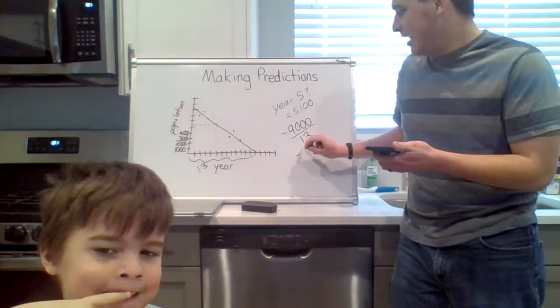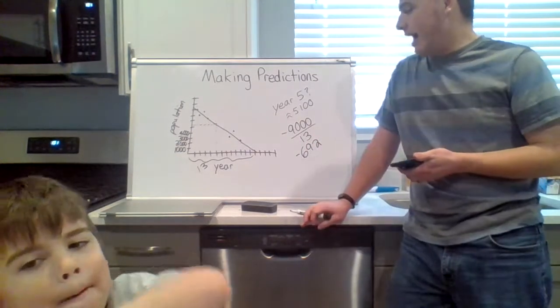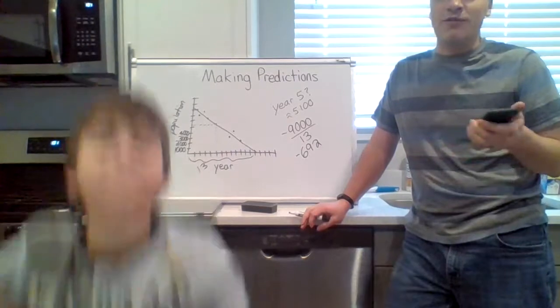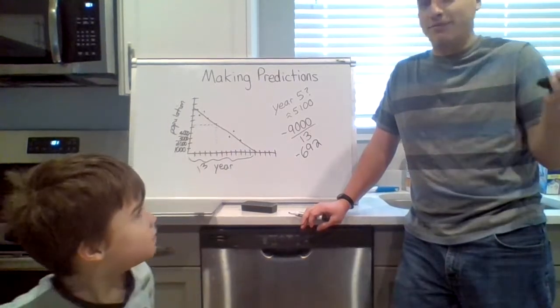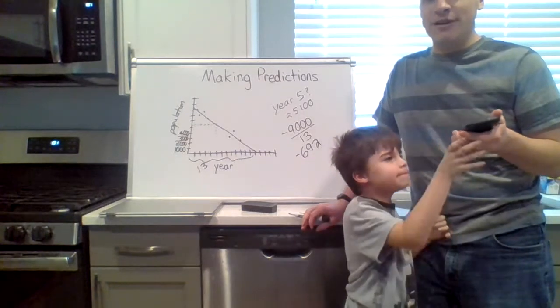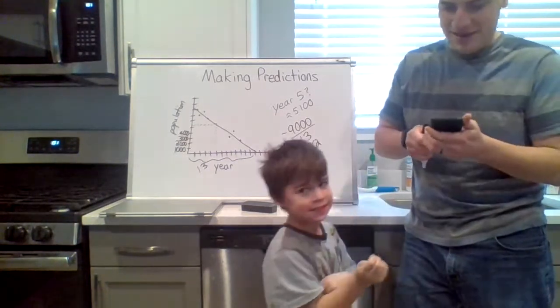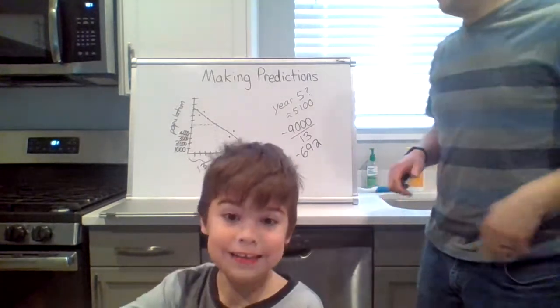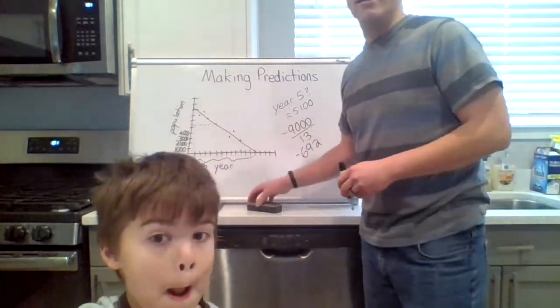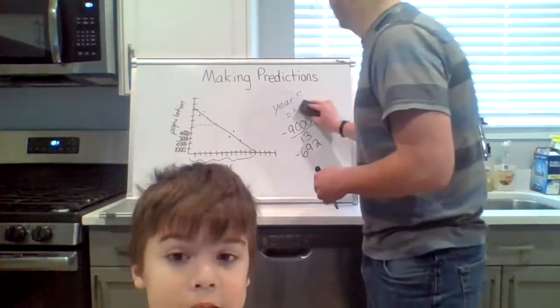Okay, that's negative 692 approximately. So it looks like on average this population of whatever it is, deer, rats, people, who knows, loses about 692 each year. Okay, so that's one kind of prediction using the scatter plot. Now the other problems in the assignment will be using equations.